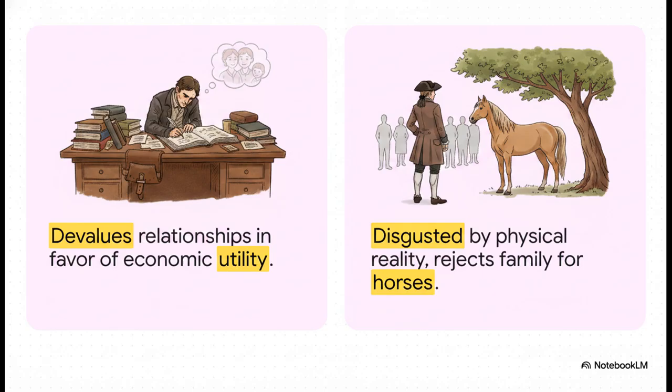Gulliver's isolation, however, stems from intense physical and moral disgust. By the end of his travels, after confronting all the ugly realities of humanity, he is so totally repulsed that he rejects his own family and decides he'd rather live in the stable with wise horses.